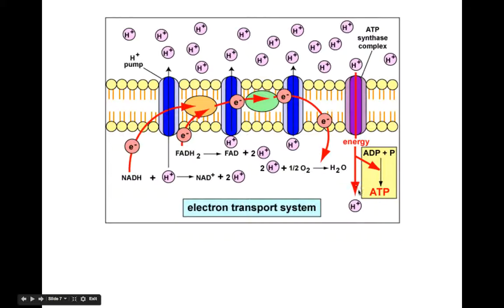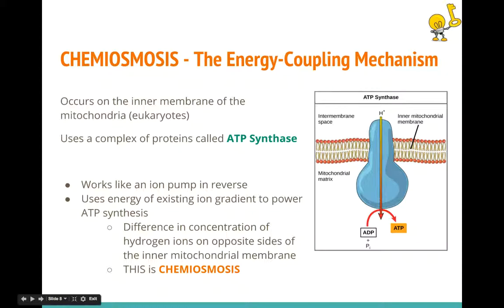The second part that you're seeing over here leads us to chemiosmosis. And chemiosmosis is called the energy coupling mechanism. This is also occurring in the same location, the inner membrane of the mitochondria. And we're going to use a different protein that's embedded. This is an enzyme complex called ATP synthase. So that's what this big blue thing is.